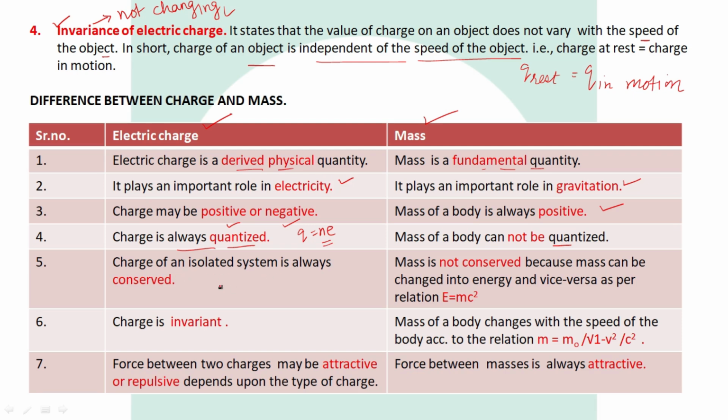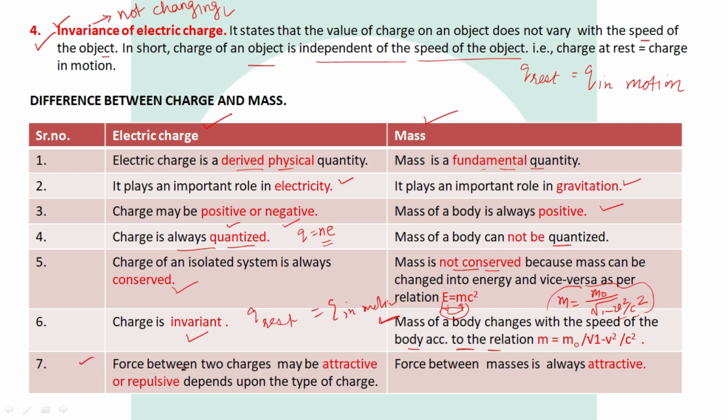Charge of an isolated system is always conserved, but mass is not conserved. According to Einstein's mass-energy relationship, energy can be converted into mass and mass can be converted into energy. So we can say that mass is not conserved. Charge is invariant. Here the fourth property, invariance of electric charge, that is charge at rest equal to charge in motion. But the mass of a body changes with the speed of the body according to the relation m equal to m naught divided by square root of 1 minus v square upon c square. Till now you just learn this, and in upcoming videos I will tell you about this relation, and we will discuss how the mass of a body changes with the speed of the body.